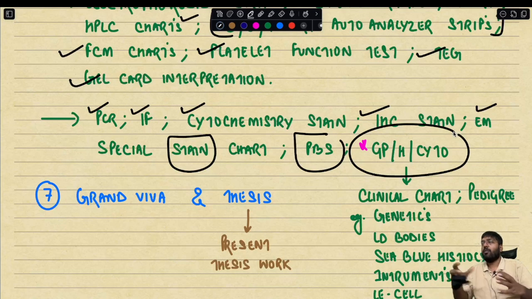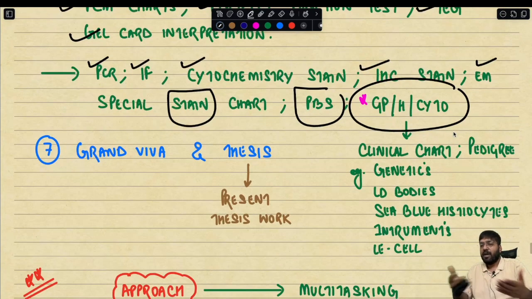Or they might show you a Gaucher cell, or give you an electron micrograph, and ask about it. So some charts can be given to you directly, and you might be asked to interpret what these are.